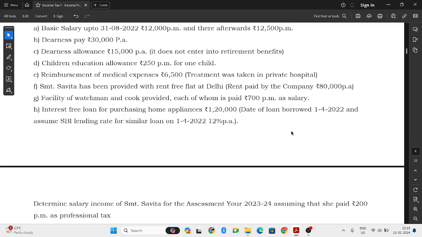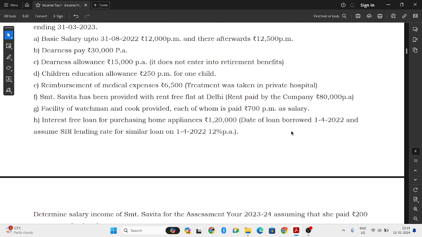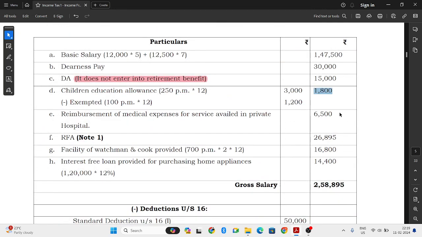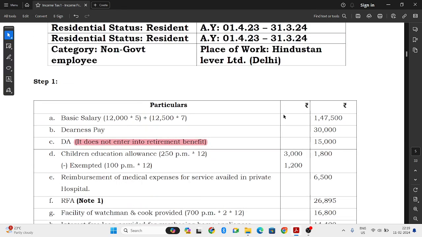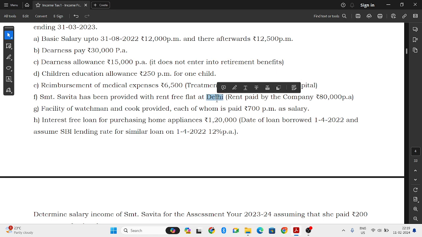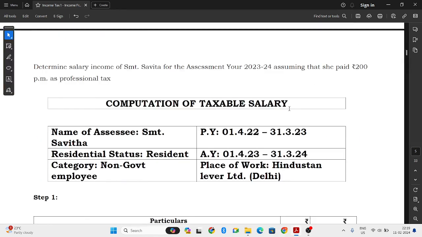Next, reimbursement of medical expenses, 6,500, will be completely taxable. Next, she was provided a rent-free flat at Delhi. Delhi is a city where the population is more than 25 lakhs, so you should keep that in your mind. And the rent paid by the company is 80,000 per annum.